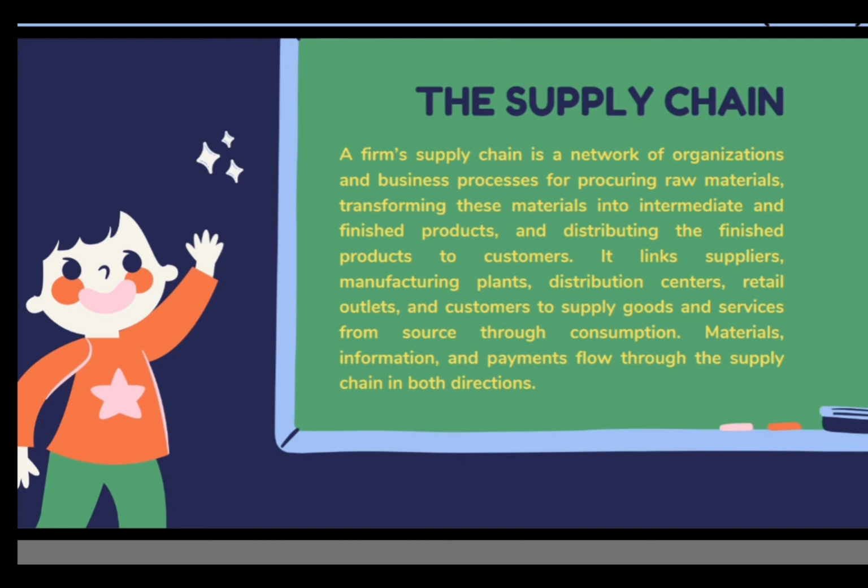A firm's supply chain is a network of organizations and business processes for procuring raw materials, transforming these materials into intermediate and finished products, and distributing the finished products to the customer. It links suppliers, manufacturing plants, distribution centers, retail outlets, and customers to supply goods and services from source through consumption. Materials, information, and payments flow through the supply chain in both directions.